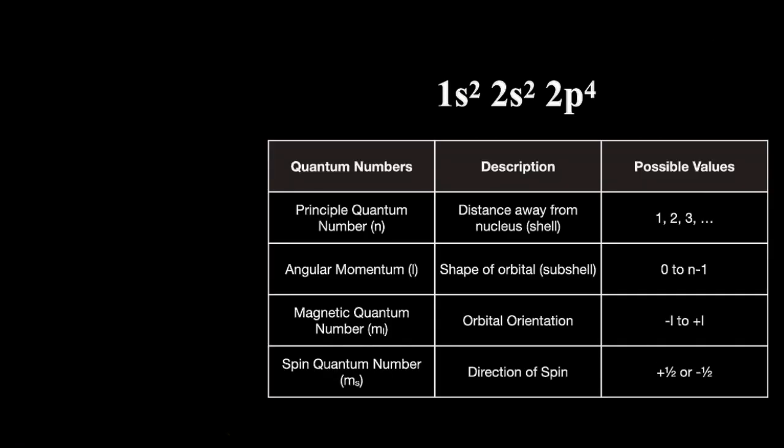And in this table, you can see that the first quantum number that we have is this n value, and that's called the principal quantum number. What that does is it tells us the distance away from the nucleus, and it's also called the shell. There are different possible values that the quantum number can take on, and those are going to be 1, 2, 3, all the way up to infinity. Now, it does not include a decimal, and it does not include 0.